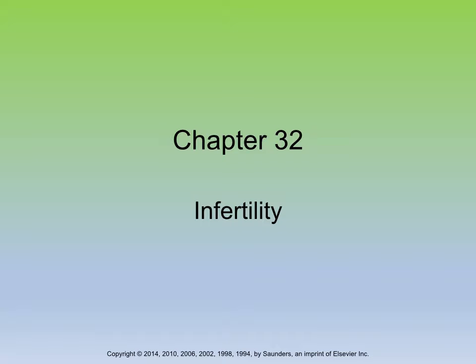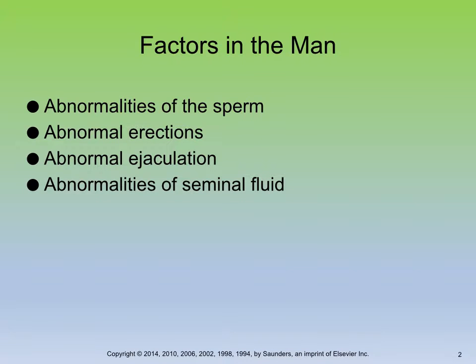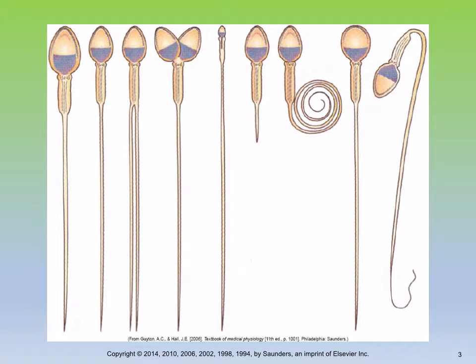So when we think about infertility, we always want to look at it from both ends of the spectrum, both the male and the female factor. So for male factor, some things that could impact fertility include abnormalities of the sperm, erections, ejaculation, as well as abnormalities of the seminal fluid. And we can see some of those abnormalities in the sperm itself pictured in slide 3.